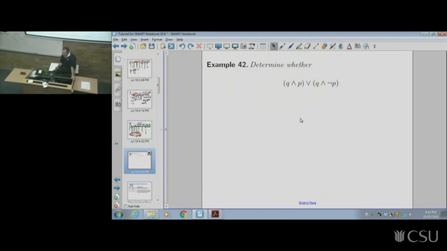So we can prove this. We can work out if this is a tautology, contingent, or contradiction using a truth table. You can also use the rules of logic. So I'll try to use the rules of logic to see if I can simplify it down. So here I've got this expression.